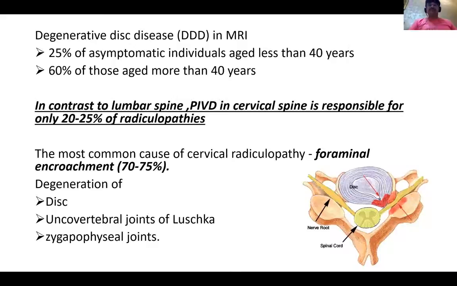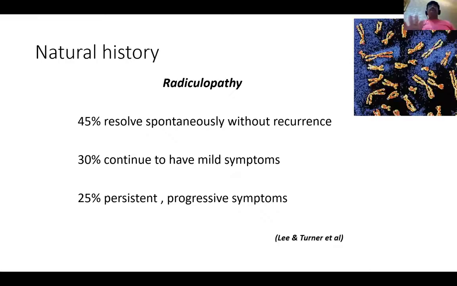This foraminal encroachment could be due to degeneration of the disc, the uncovertebral joints of Luschka, or the zygapophyseal joints. All three can cause encroachment and cervical radiculopathy. In the natural history of cervical disease, 45% resolve spontaneously without any recurrence, according to a very famous study by Lee and Turner et al. 30% continue to have mild symptoms, but only in 25% are the symptoms persistent and progressive, needing treatment.